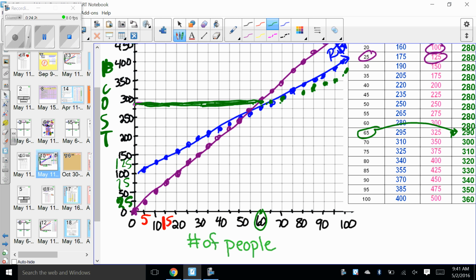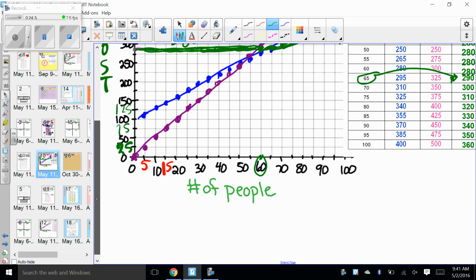So it's a nice straight line. Sorry about my mess here on the screen. I'm trying my best. And then it starts to increase in cost. And this is called Fun Skate. So it's $280 all the way here. And then when we hit 60 people, it starts to increase again in price.